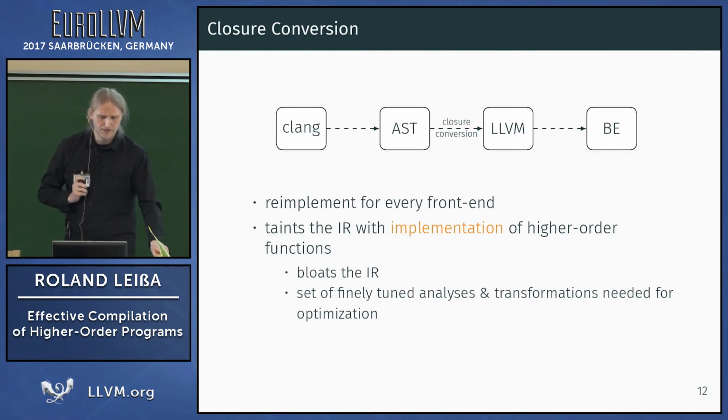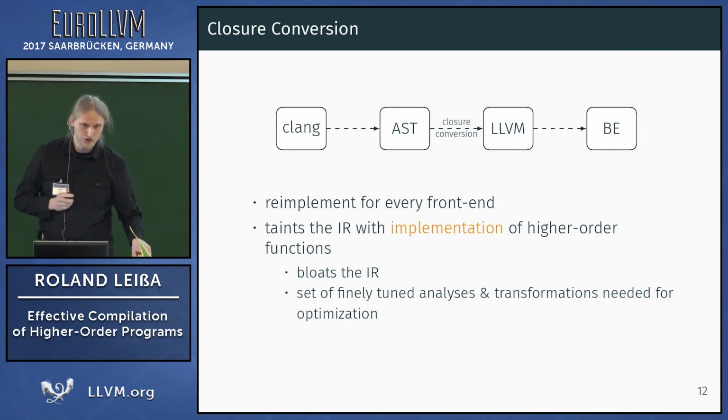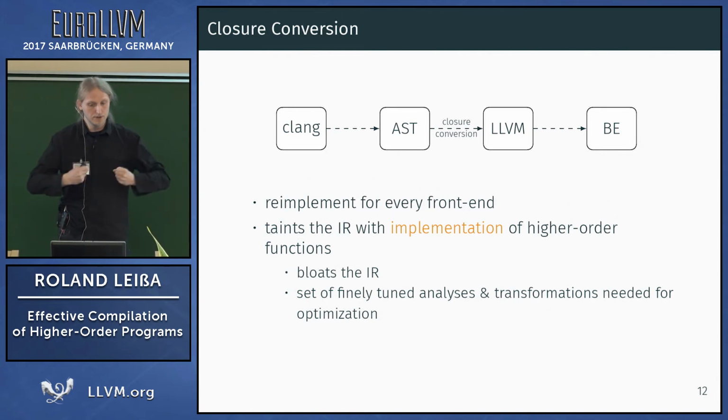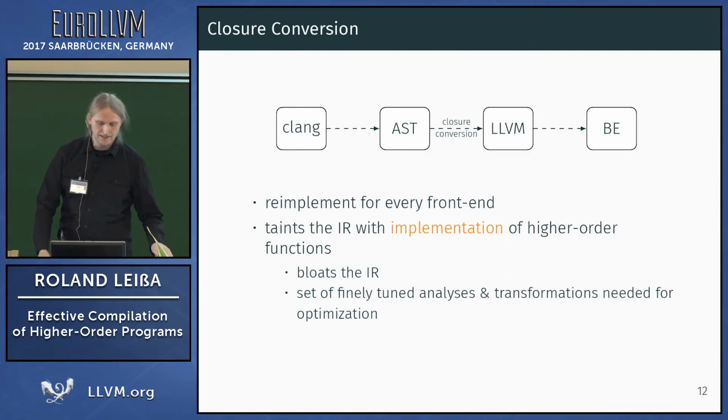So again, Clang compiles to an abstract syntax tree. And on that level, the closure conversion already happens, goes down to LLVM and then to the backend. And as we've seen, the closure conversion already implements higher order functions at that level. So the IR is significantly bloated and tainted with the implementation of higher order functions. So it's really difficult to get the information back of what's actually happening there.